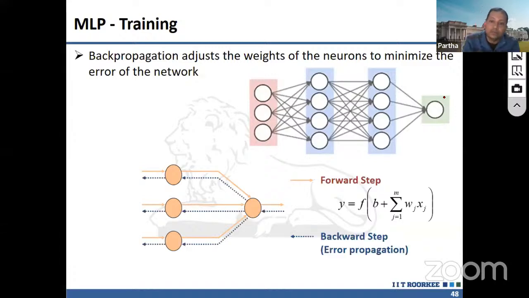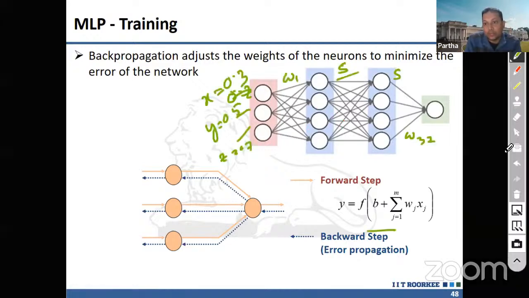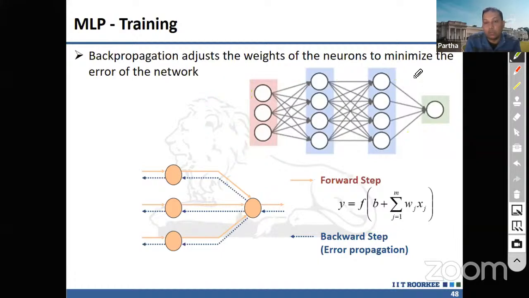And there will be a backward process, in which, if there is some error, then according to this error the weights will be adjusted. This weight adjustment is done in the backward process. First, I'll be modifying these weights, second, in this layer, third, in this one. So first I'll be changing the weights from the output layer to the last hidden layer. Then I'll be modifying the weights in the previous layer.